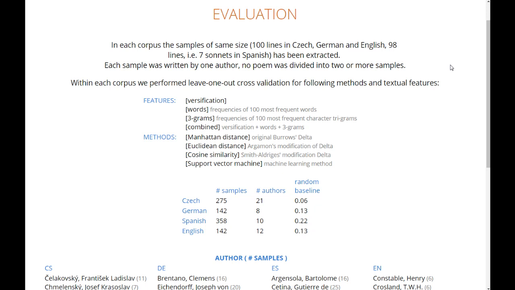And then we've performed in each corpus the leave one out cross-validation, which means that you have this corpus of samples. You grab out one sample, then you let the model train on the data, and let it guess who is the author, and so on with other samples until the end of the corpus. And then the evaluation simply says what percentage of these samples were correctly attributed to the author that wrote them.